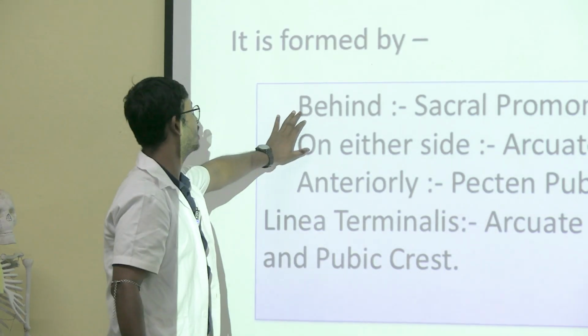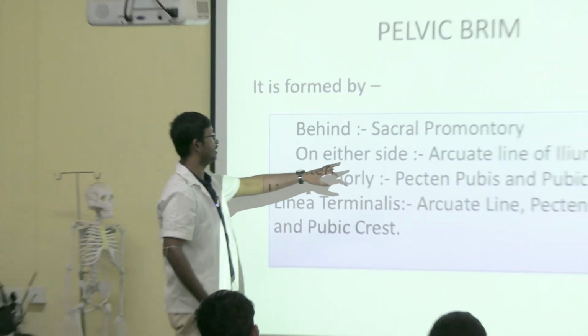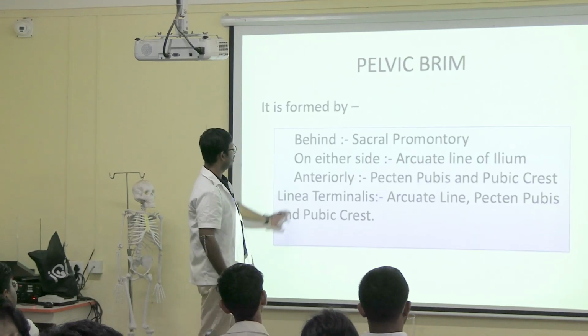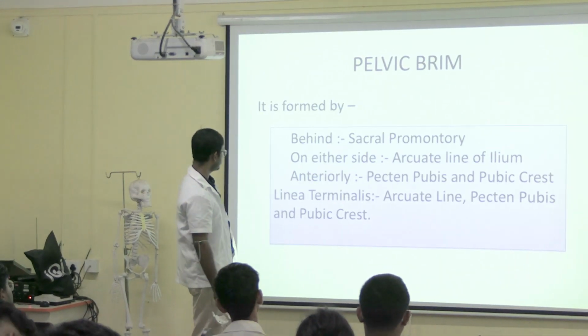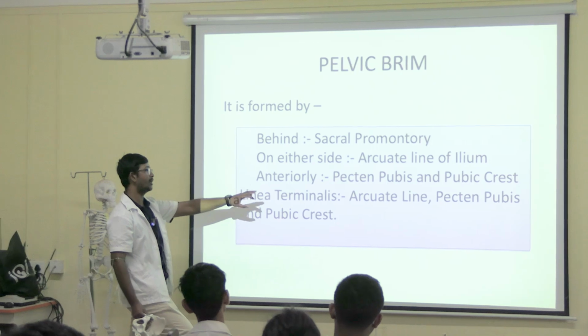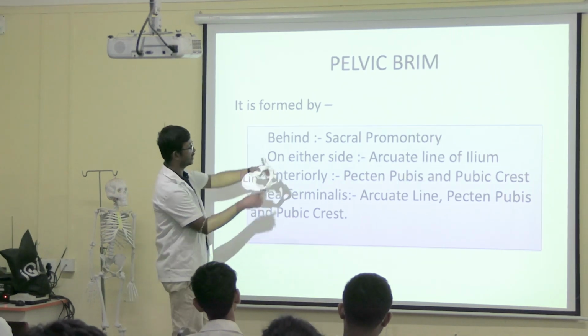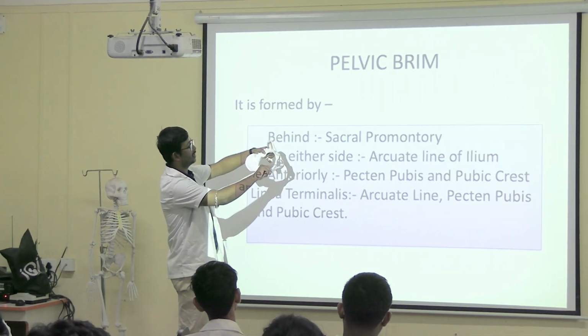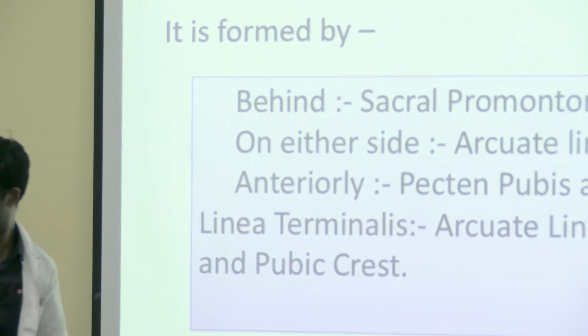Similarly here it is written: behind, sacral promontory; on either side, arcuate line of the ilium; anteriorly, pecten pubis and pubic crest. The linea terminalis is the arcuate line, pecten pubis and pubic crest, all together.